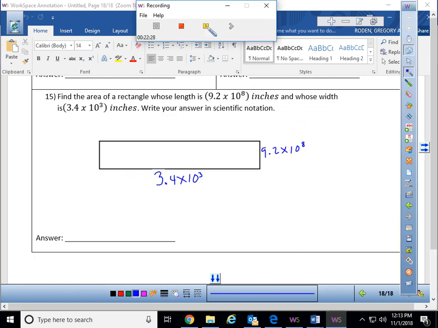All right, number 15, I've set up with a rectangle, and I just put these numbers in, and now we want to find the area.